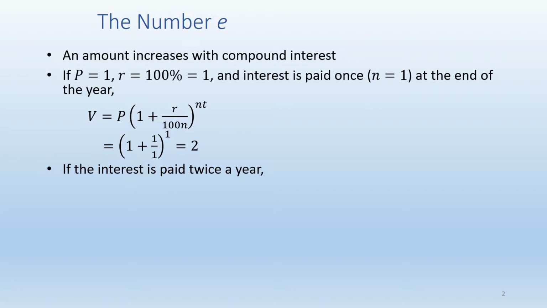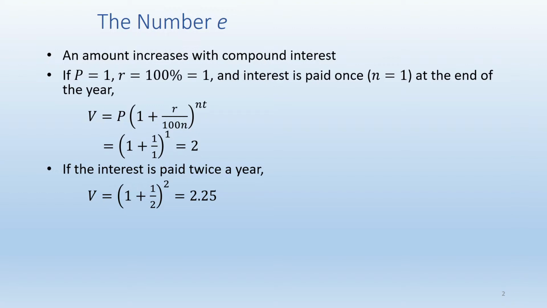What happens if the interest is paid more often, let's say twice a year? Then we have 2 installments this time, so n equals 2, and everything else remains the same. So we'll have 1 plus 1/2 to the power of 2. And notice that this time we have $2.25. We have more than what we had before because our interest has been paid in the middle of the year and we are earning interest on that interest.